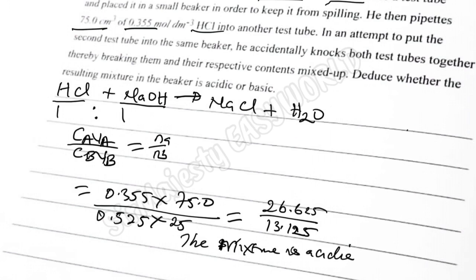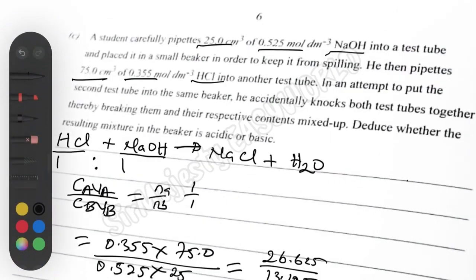Remember, in practical life you can just use your indicator, but here they are trying to give you values so that you can assess what you are expected to get when you use your indicator, from the theoretical calculation. So the solution is acidic. The reason is because 26.625 is more than 13.125, but the mole ratio of the acid to base is 1 over 1. It's supposed to be that the denominator and the numerator should be exactly the same. So the mixture is acidic, and that's the final answer.